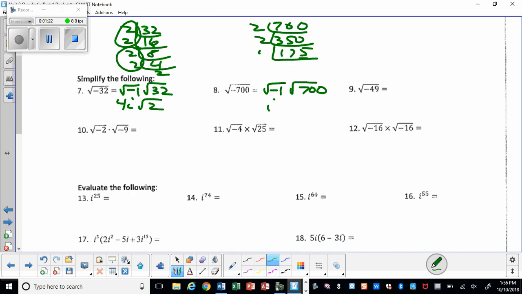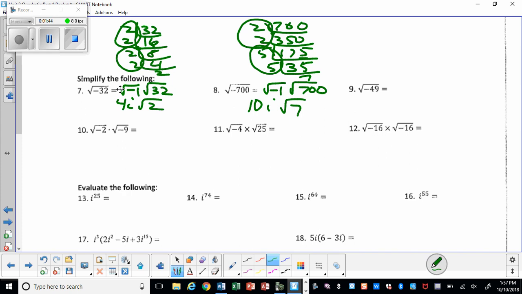It ends in 5, divide by 5. So I'll get 35. Ends in 5, keep dividing by 5. So that's the prime factorization. So a 2 comes out and a 5 comes out. So that would be 10. And then you've got a radical 7 that stays inside.